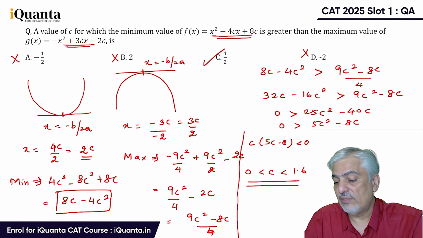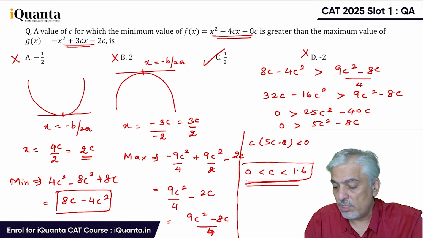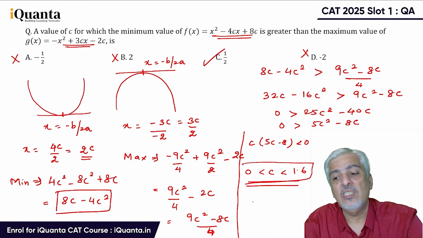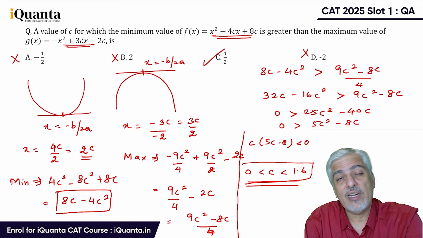So the answer, out of the possible values, is c equal to half, which is the third option. Looks difficult. Even when I've solved it, it looks difficult. But very frankly, if you ask me whether I would attempt it in an exam situation, yes, I would attempt it. Why? Let me explain that to you.